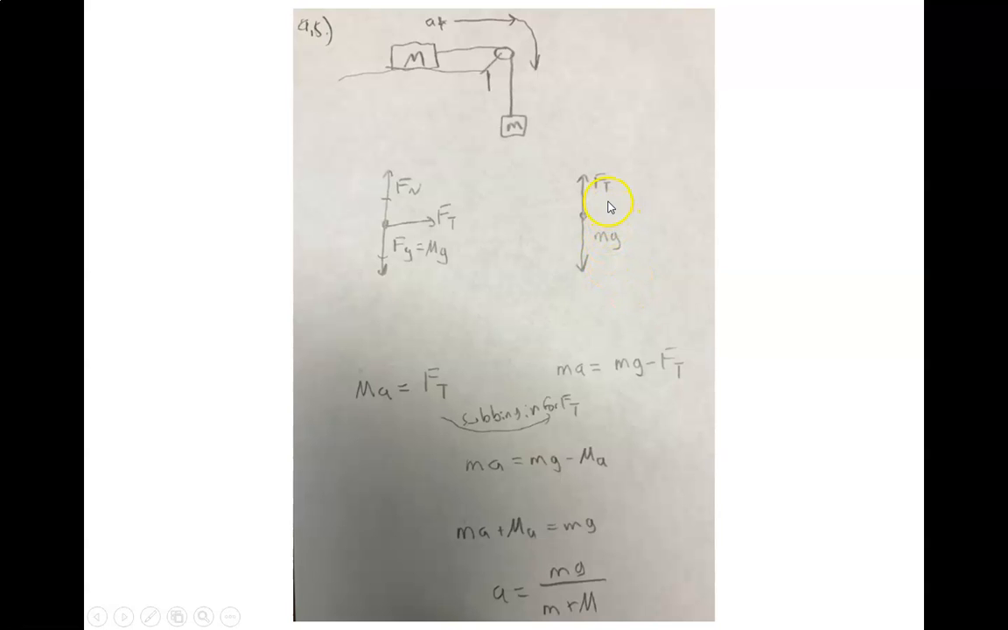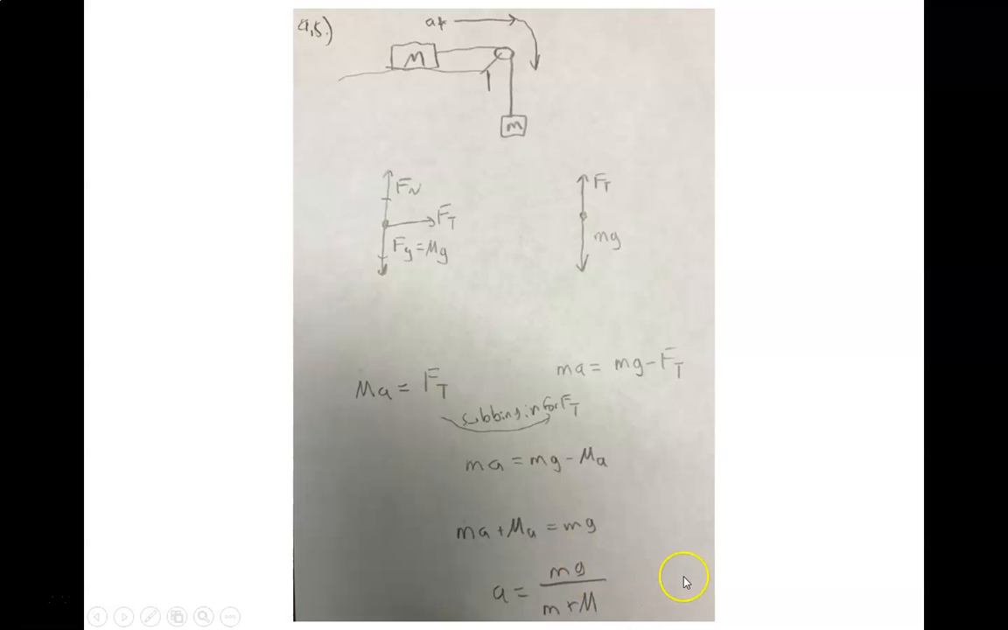Then for our second equation, we're going to define mass times acceleration, because it is going to accelerate, equals little m g, which we made positive because we said down was positive, minus F sub t, negative because we said up was negative. Now we said that this is the same F sub t, so what I can do is substitute in F sub t for Ma, and do a little simplification, and what we get is that the acceleration equals m g over little m plus big M.